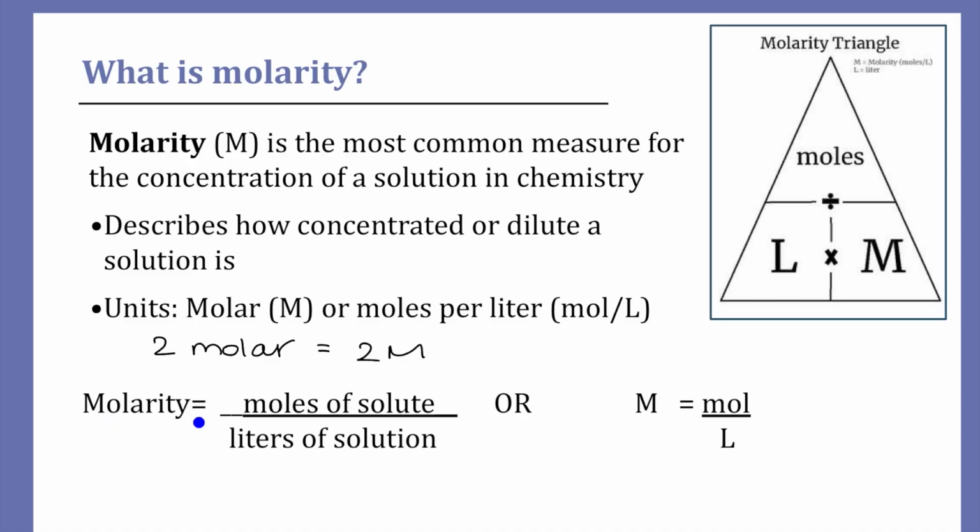So how do we calculate molarity? Well, we take the moles of solute, what is being dissolved, over the liters of the full solution. Or we can abbreviate that with molarity, capital M, equaling moles per liter. This is what is on your formula sheet. Under the solutions category are these two representations. If you like this molarity triangle, you can take and make that into this triangle.